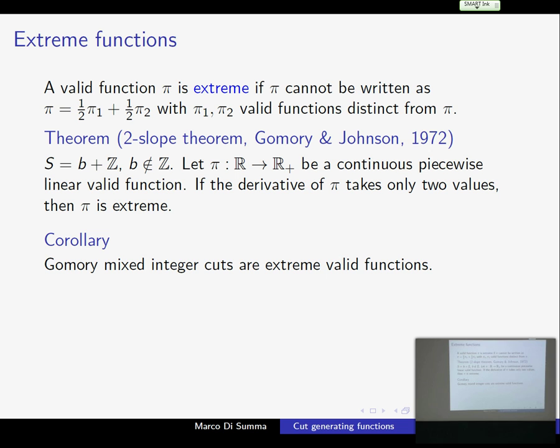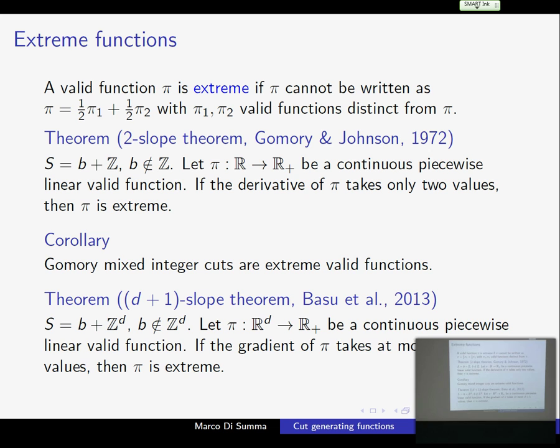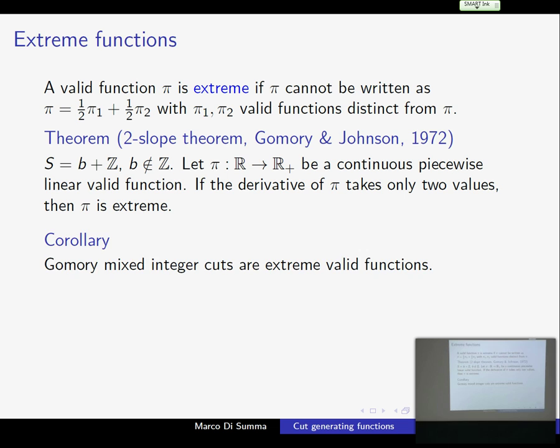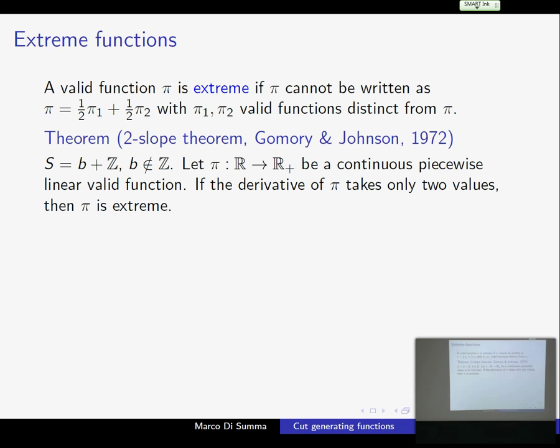And there is a generalization of this which works for multi-row tableau. So in the Gomory and Johnson theorem, you don't require the function to be minimal. I don't need to require it to be minimal. No, no, no. I checked that this morning. You don't need it. You need it to be valid, but not minimal.